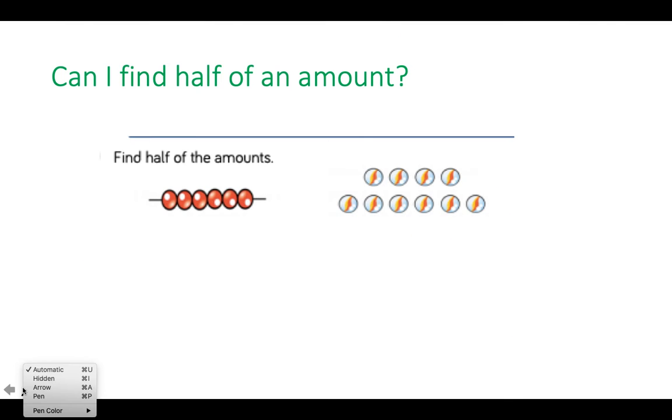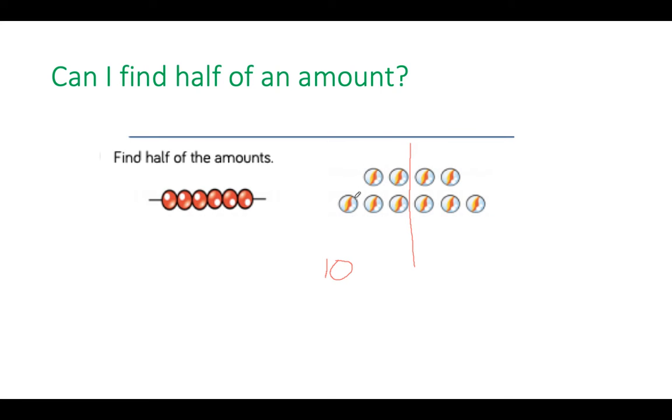So maybe what we could do is split the marbles off, so we can have 1, 2, 3, 4, 5, 6, 7, 8, 9, 10. Okay, so we know that we've started with 10 marbles. But we need to work out how much is half. So we can't draw our line this way, okay, because that wouldn't work, can we? But what we could do is do it this way, because if we look, these both look the same, but we need to check. So we need to count each side and check that they're the same.